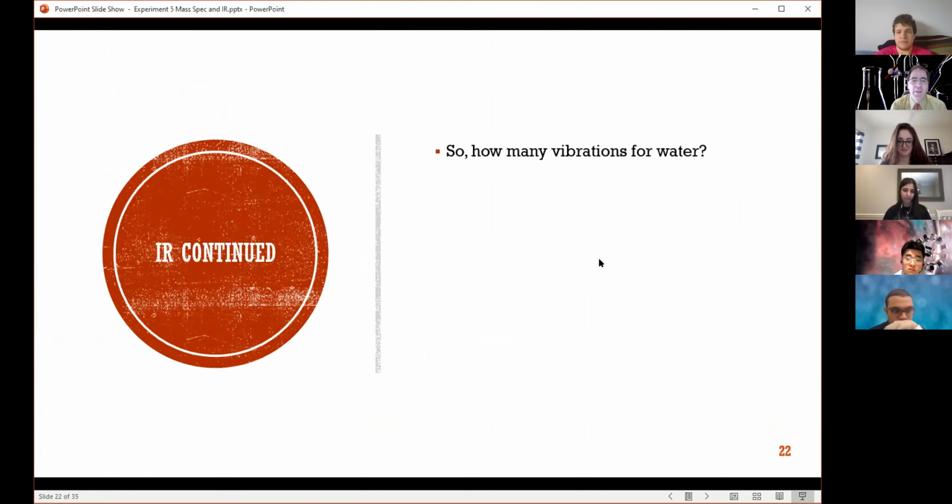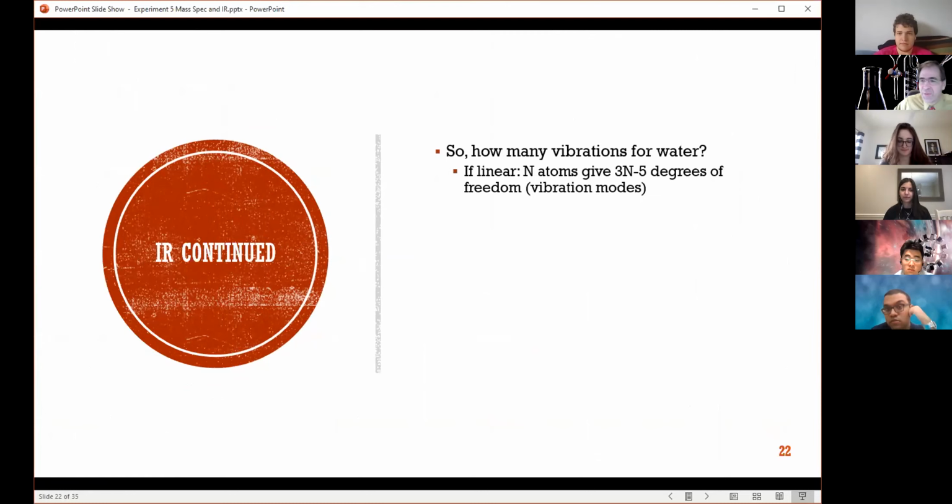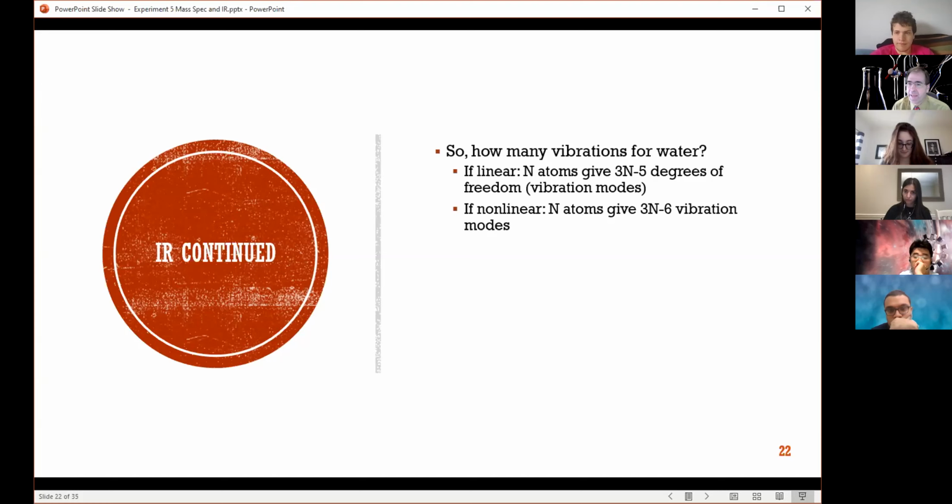Okay, so how many vibrations for water? Turns out, again, we got one more formula. Yay, we love formulae today. If you've got a linear molecule, then n atoms give 3n minus 5 degrees of freedom, or vibrations. If you have a nonlinear molecule like water, then n atoms would give you 3n minus 6. Well, n was 3, so 3 times 3 is 9. 9 minus 6 is 3. So we should get 3 ways your molecule can vibrate, which is what we got.